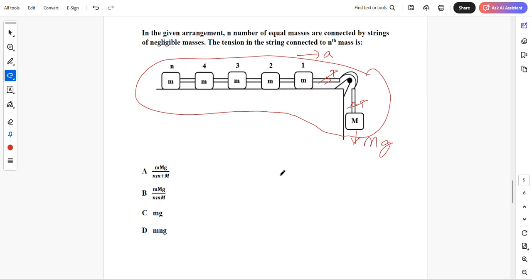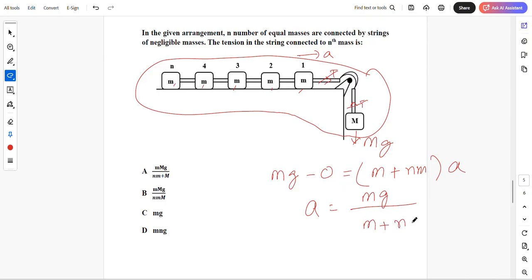Driving force is only one, that is mg. Resisting force, nothing is there. So 0 is equal to mass into acceleration. How many masses? m plus m, like this, 1, 2, 3, 4, up to n. So m plus nm I will write into a. Therefore, a is equal to what? mg divided by m plus nm.